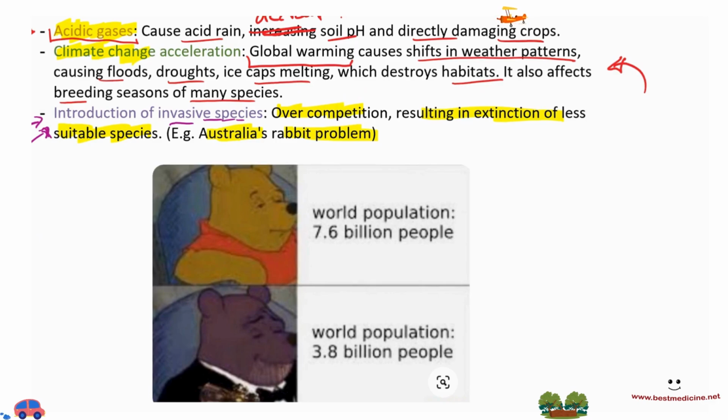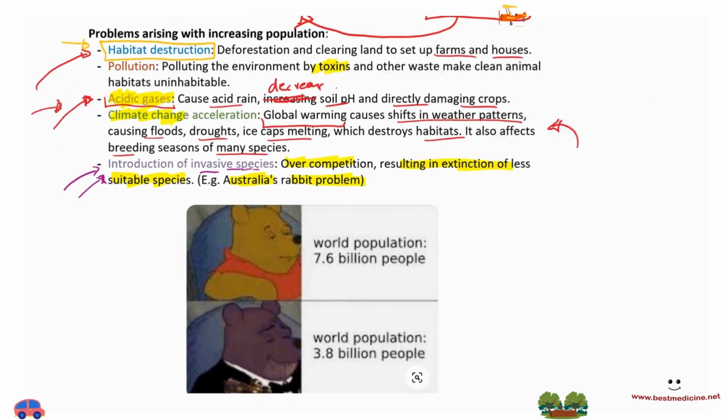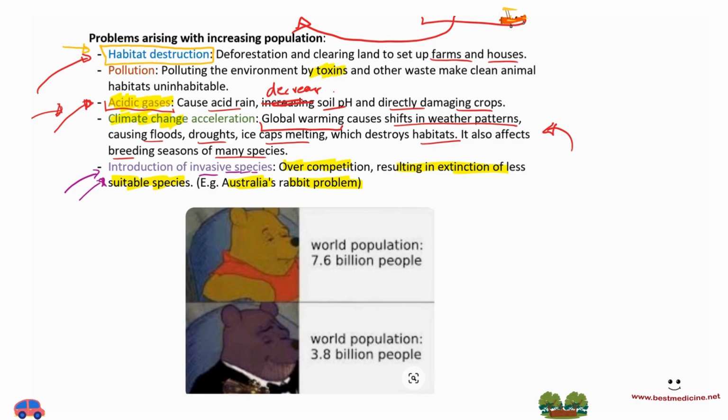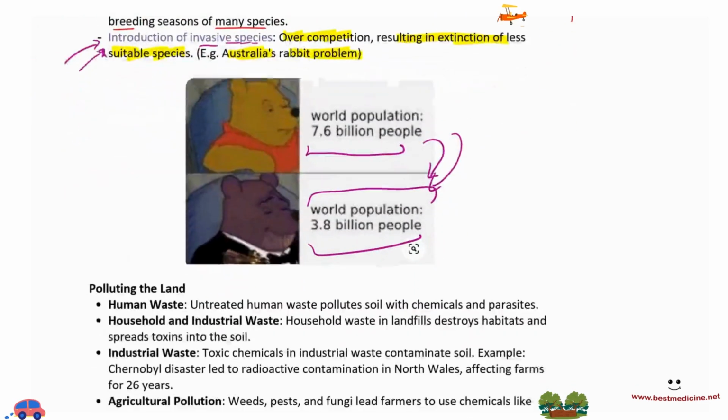So what are the solutions for this? You can think of a lot of solutions for this. Make things more sustainable, but if you're evil like Thanos, then something like this. World population 7.6 billion people, and all of a sudden it's 3.8 billion people with the flick of a finger.